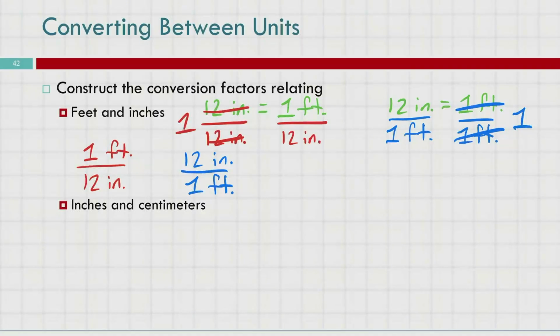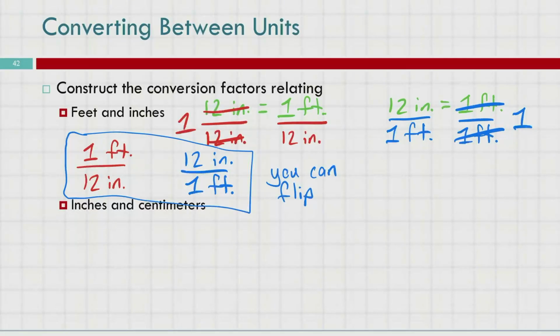What do we notice about those two conversion factors? They're inverses. We've just flipped the top and the bottom. That's the shortcut for coming up with the other conversion factor. So you can flip the top and bottom, the numerator, the denominator, of a conversion factor. Just make sure that you flip everything.